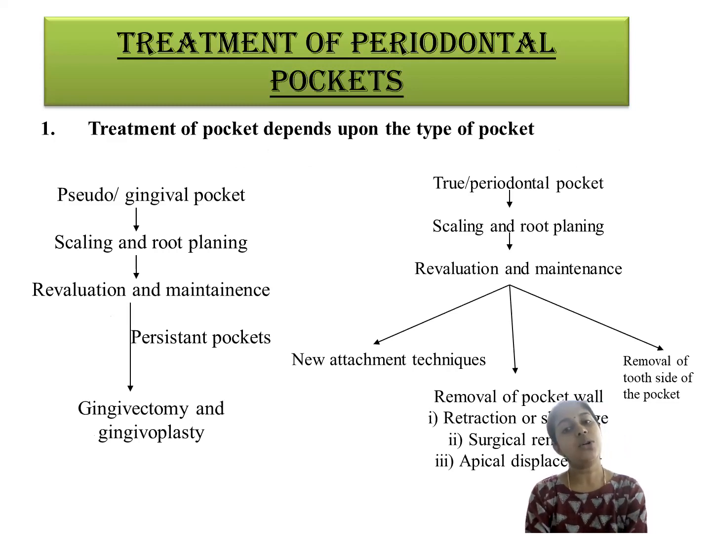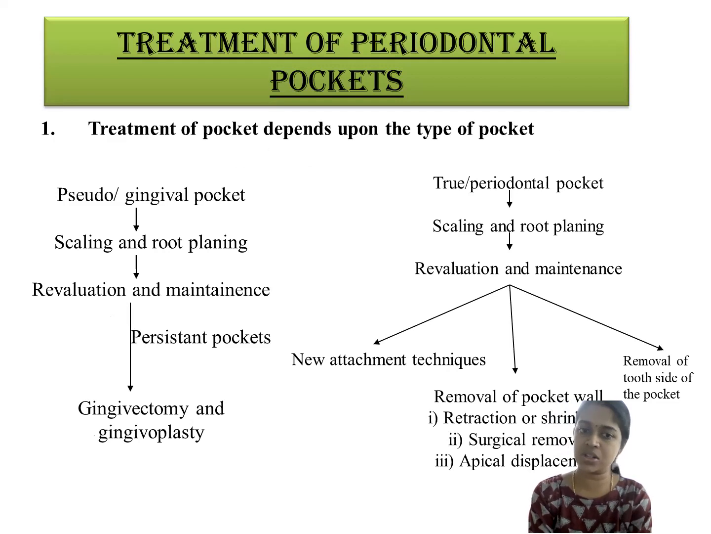Coming to the treatment, how do you treat a periodontal pocket? After your diagnosis, you treat the pocket based on the type of pocket. As we've already said, if the pocket is of gingival origin or is a pseudo pocket, basically it is due to gingival overgrowth. The overgrowth is due to what? Due to the local factors, that is plaque and calculus. So the main treatment option will be scaling and root planing, followed by maintenance. During the maintenance, most of the time the pockets will shrink.